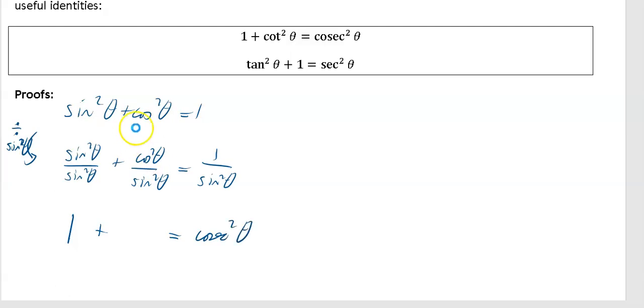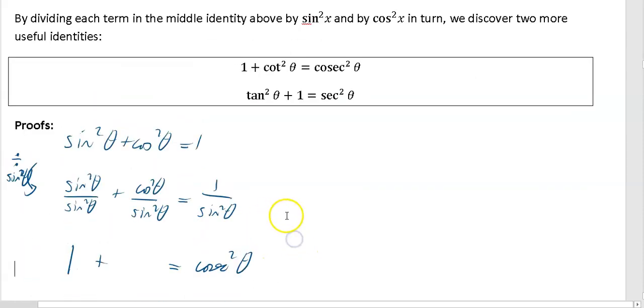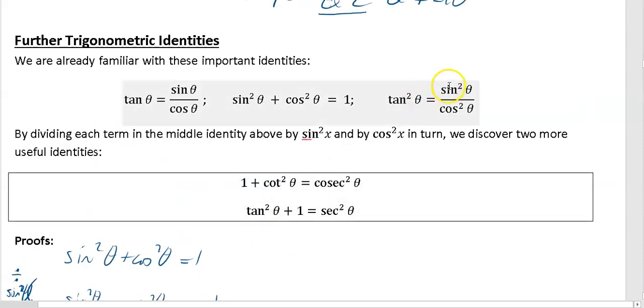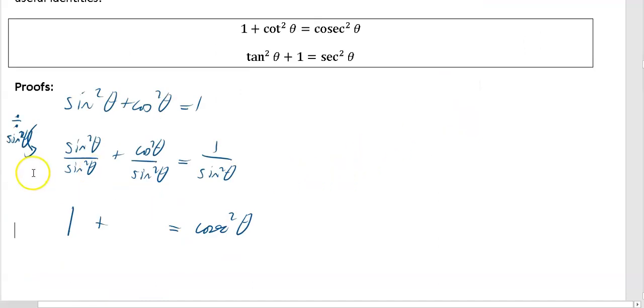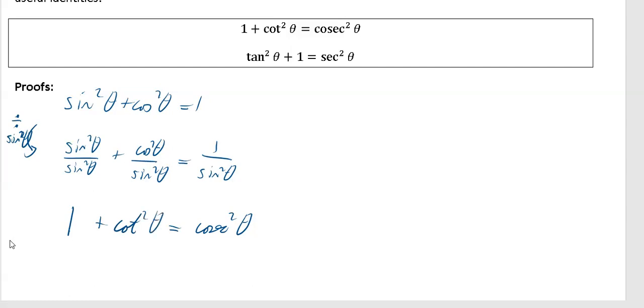And we should remember from up here, we were told that tan squared is sine squared over cos squared. So what this is, it's a reciprocal of that, cos squared over sine squared, so that means it's a reciprocal of tan squared. Remember, the reciprocal of tan squared is cot squared theta, and that gives you your first equation.